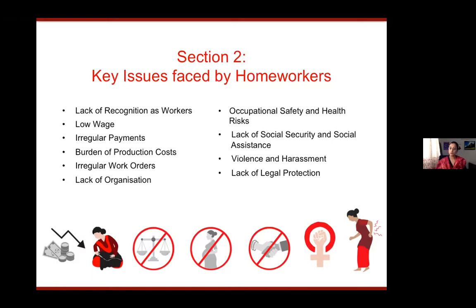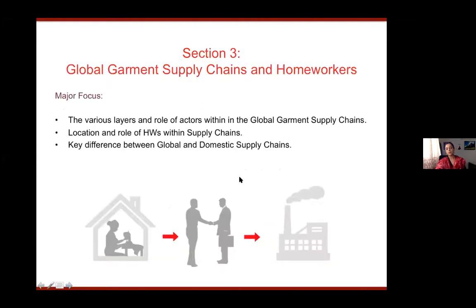We've also talked about occupational safety and health, lack of social security, violence faced in supply chains, and lack of legal protection. The third chapter talks about global garment supply chains and home workers. I mean, we talk about the various layers and role of actors within the garment supply chains, the location and role of home workers within the supply chains, and the key difference between the domestic and global supply chains.